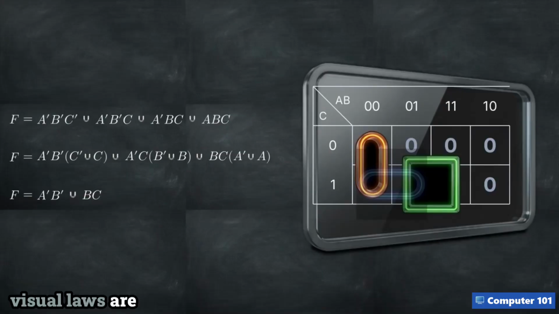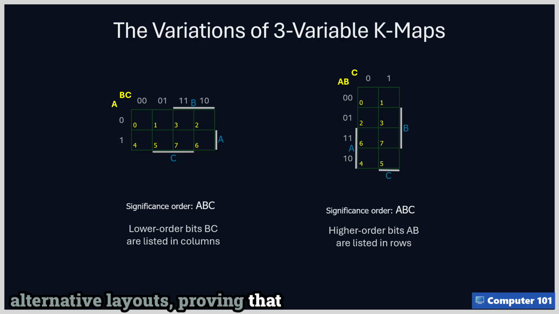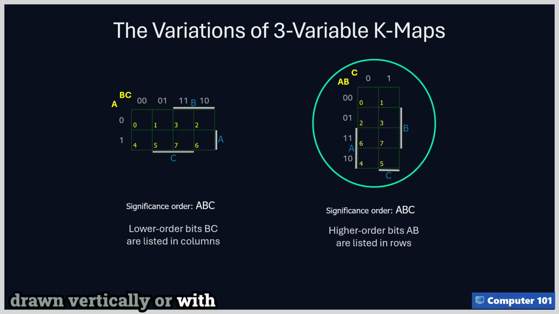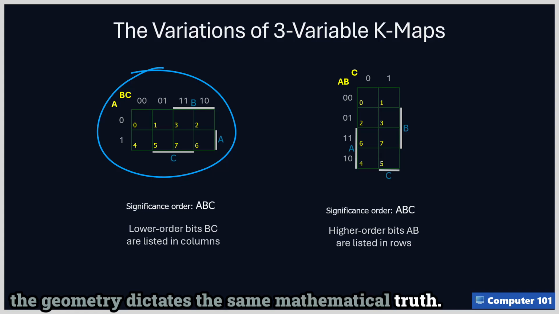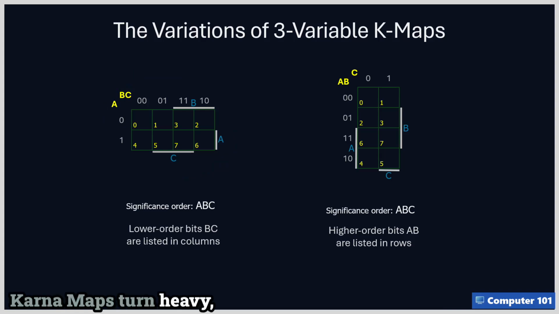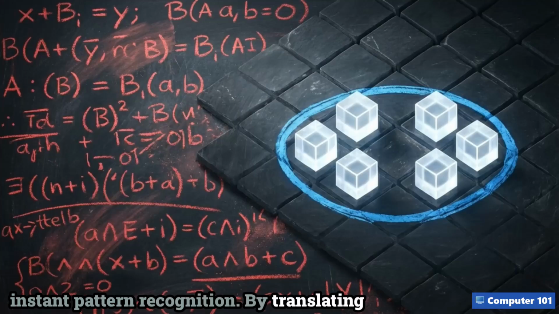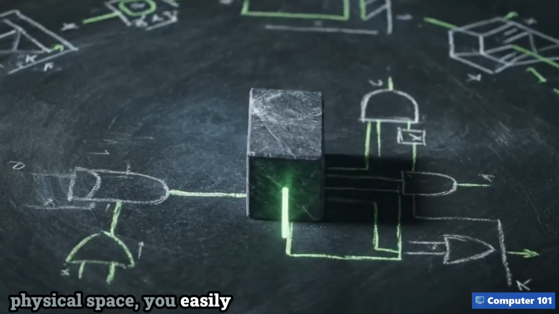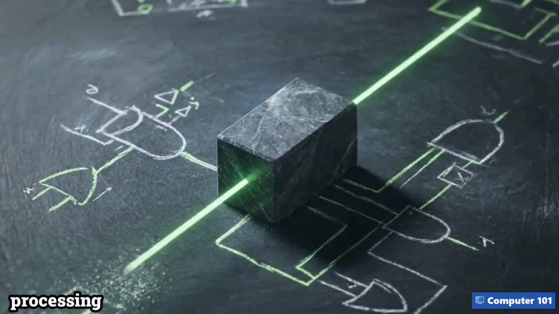These visual laws are highly resilient. This diagram shows alternative layouts, proving that whether the board is drawn vertically or with a different variable order, the geometry dictates the same mathematical truth. Karnaugh maps turn heavy, error-prone algebra into instant pattern recognition. By translating logic into physical space, you easily strip out redundant variables, saving hardware, time, and valuable processing power.